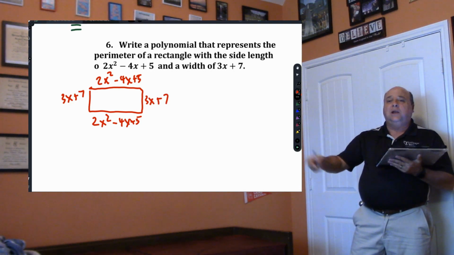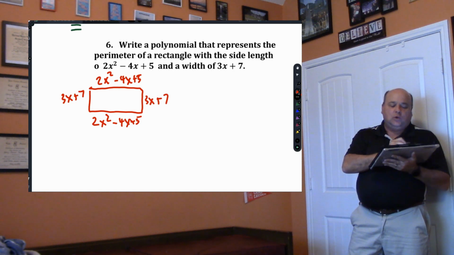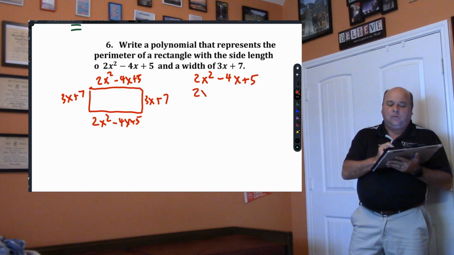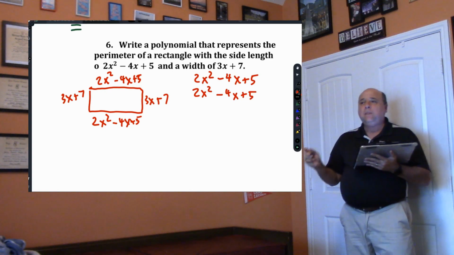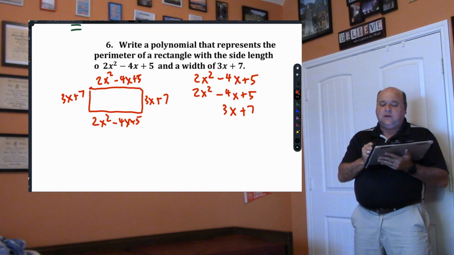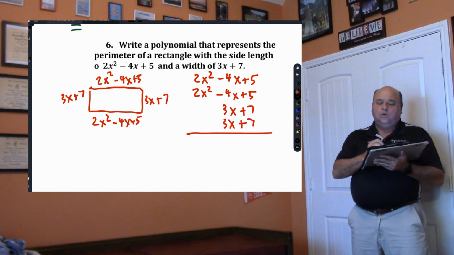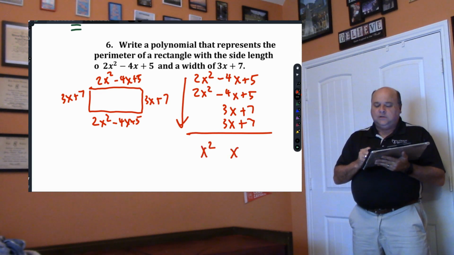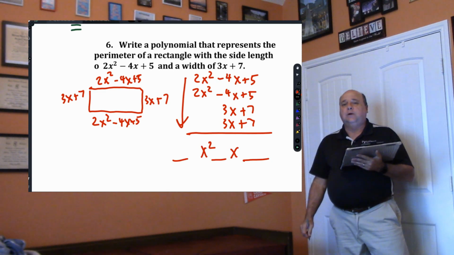So I need to add up the lengths and the widths. So I'm going to add the 2x squared minus 4x plus 5. That's the longest polynomial. I'm going to write it down twice because it's the top and the bottom. Now then we're going to do the left and the right, and we're just going to do 3x plus 7 and 3x plus 7. Notice everything's stacked. We're just going to go straight down and add. You're going to have something x squared, something x, and a number. So you got to get those 3 numbers in your answer, okay?